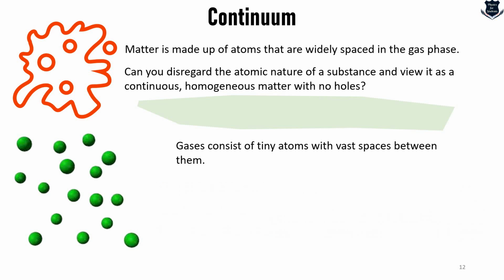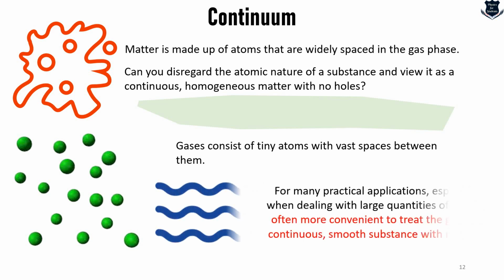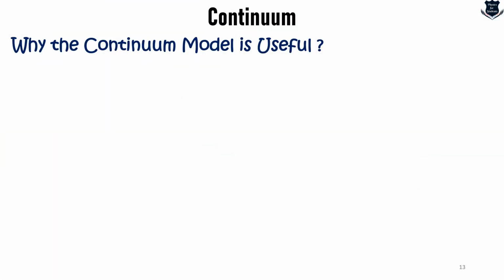So here you can see, for example, a smooth system. When dealing with large quantities of gas, it is often more convenient to treat the gas as a continuous, smooth substance with no gaps. Now you might have a question: why are we treating it as if there are no gaps? I will come to that part later. So why do we use the continuum model?